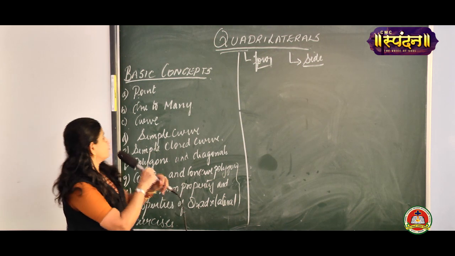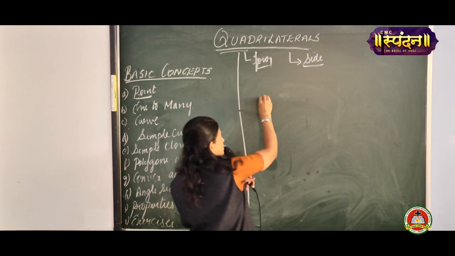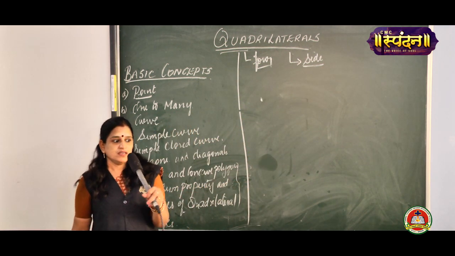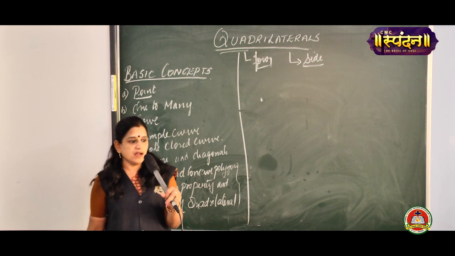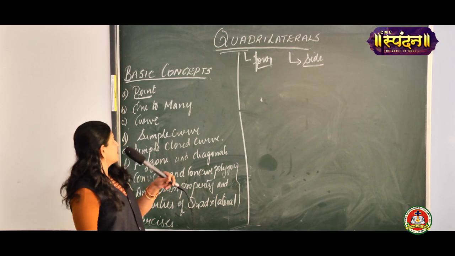On this plane surface, what is the first thing you would have drawn, do you remember? That is the point. It has no dimensions: no length, no breadth and no height. So this is a point. This point you call one point.